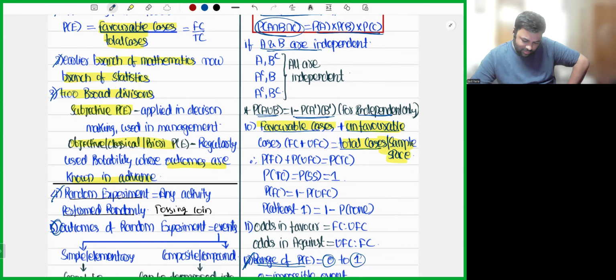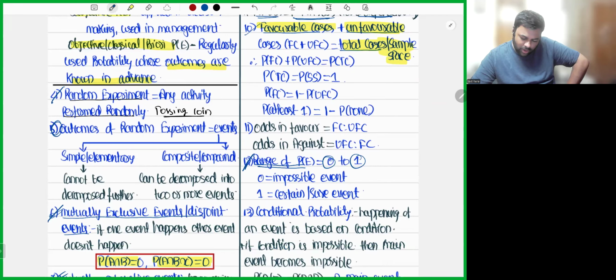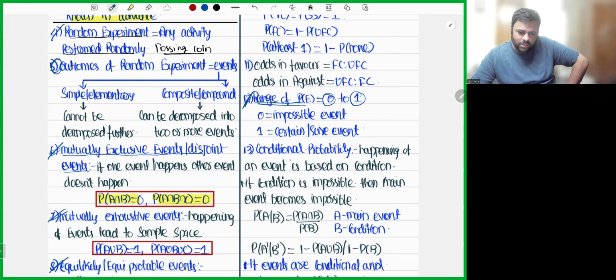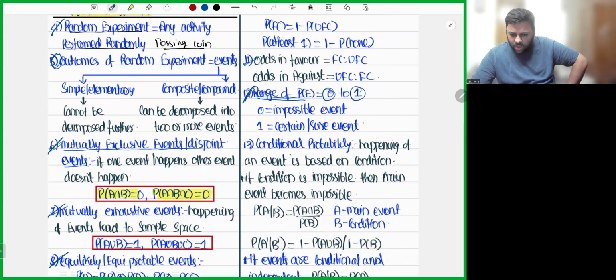Next, point number 10 also we have discussed. Next, point number 12 we have discussed. Now let's come to point number 11. Now what are odds in favor and odds in against? Odds in favor, my dear friends, means they are simply the ratio of favorable cases and unfavorable cases. Odds in against means they are ratio of unfavorable cases and favorable cases. Okay, they are simply odds in favor and odds in against. They are ratios of favorable cases and unfavorable cases.